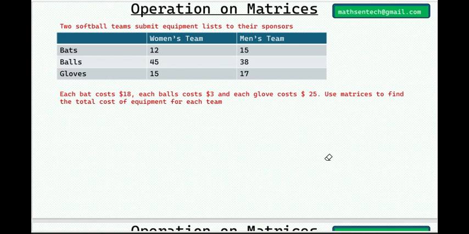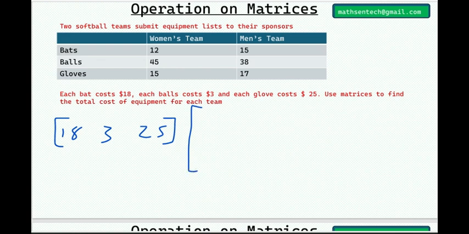So this is now the application of matrices. So what you do is you write this in form of matrices. Assuming we started with the cost, you start with 18 right here. So you do 18 and then 3 and then 25. These are the costs of those items. Then of course, remember this is a matrix, and then multiply this by what? By our bats, balls, and gloves for the 2 teams. So again, you write it in matrix form. So this is 12, and then you have 15 here, 45 and 38, and then you have 15 and 17.